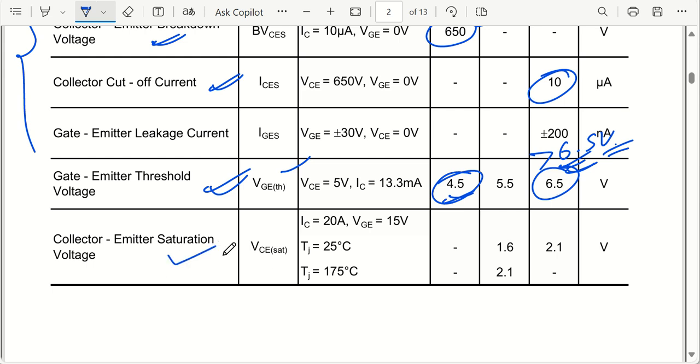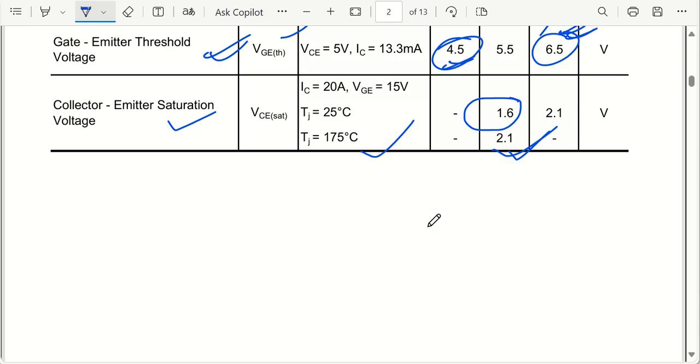We have saturation voltage, so as you can see it is around 1.6 volt at 25 degrees centigrade, and when it reaches 175 it becomes 2.1 volt. Okay, so the voltage drop is a bit higher at higher temperature, and that's the reason the power dissipation capability reduces, and the current capability also reduces with increase in temperature.